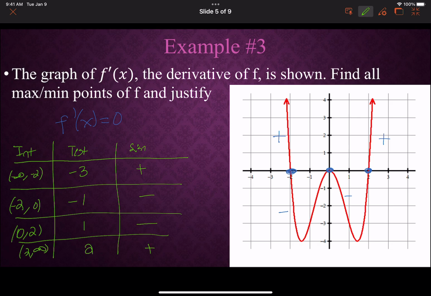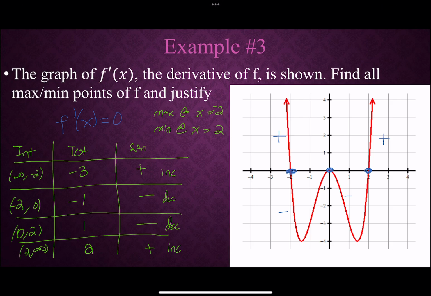We can see at negative 2 and 2, we change signs. At negative 2, we go from positive to negative. We go from increasing to decreasing, which means we have a maximum at x equals negative 2. Whereas at positive 2, we go from decreasing to increasing because it's minus to plus. That means we have a minimum at x equals positive 2. But at 0, there's nothing. It's not changing. It's decreasing and still decreasing. So 0 is not a min, nor is it a max.